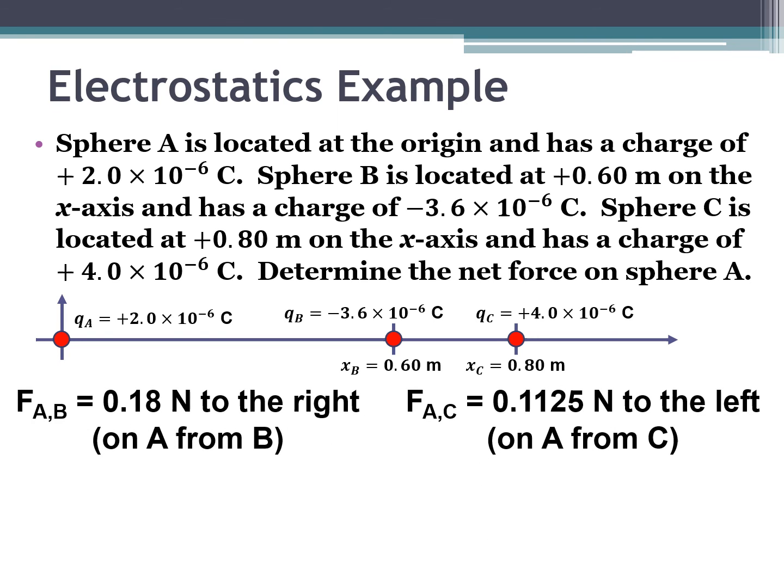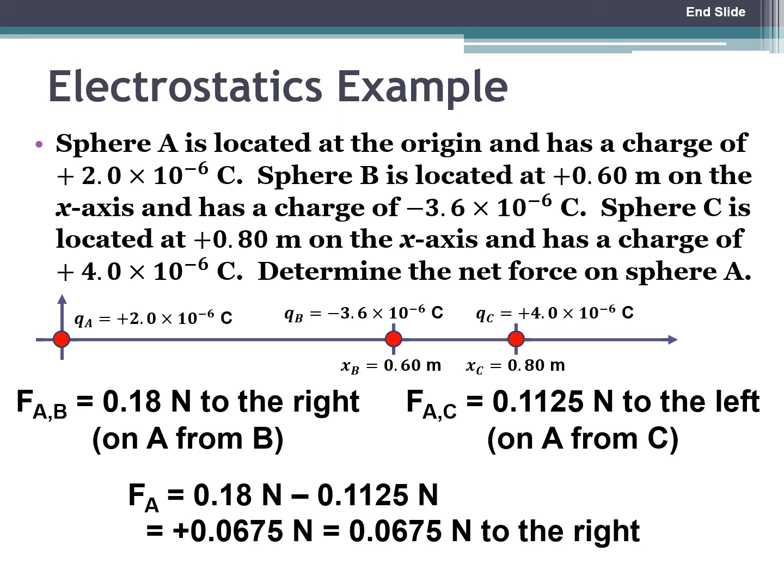So we've used our equation. We actually translated it over already. And now we're going to use these two forces and add them together. So we can ignore the fact that it's an electrostatic problem, just take these two forces and add them together. So the force on A is going to be 0.18 newtons minus 0.1125, because the 0.1125 was to the left, the 0.18 was to the right. And we figure out that our answer is going to be positive 0.0675 newtons, which is going to be to the right because it's positive.